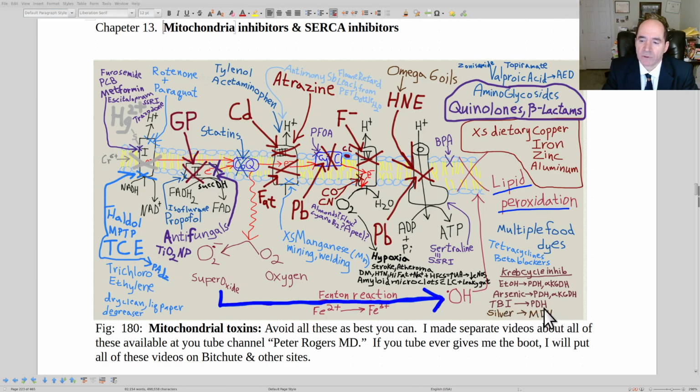Traumatic brain injury also inhibits pyruvate dehydrogenase, so you want to be careful in the acute setting after traumatic brain injury because they're pretty vulnerable. They also get leaky gut in that setting. Silver also will inhibit, like, malate dehydrogenase. So anyways, there's a whole bunch of these things.